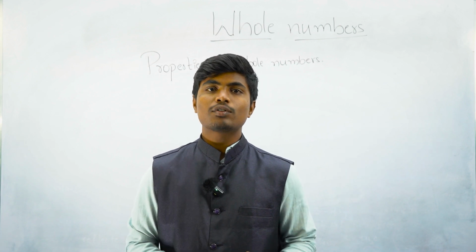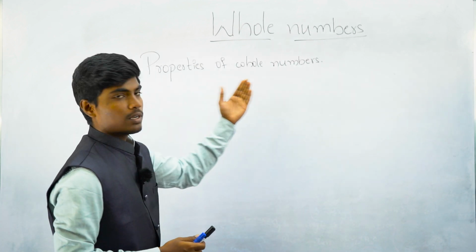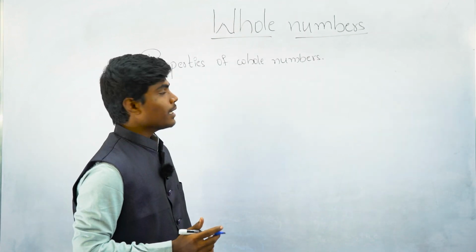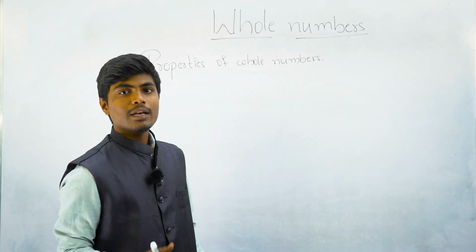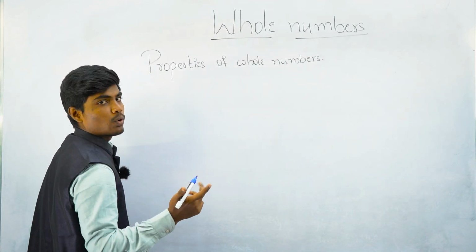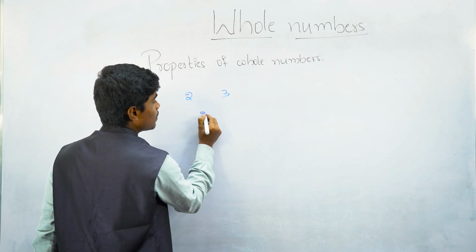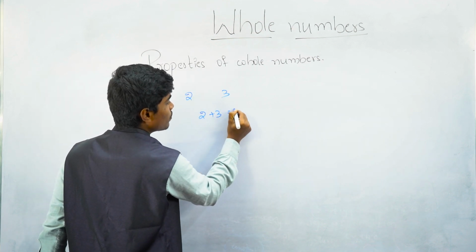In this class, we are going to discuss the properties of whole numbers. First, let's check the properties of whole numbers in addition. Let's take two whole numbers, 2 and 3. Let's add these two numbers. 2 plus 3 is equal to 5.